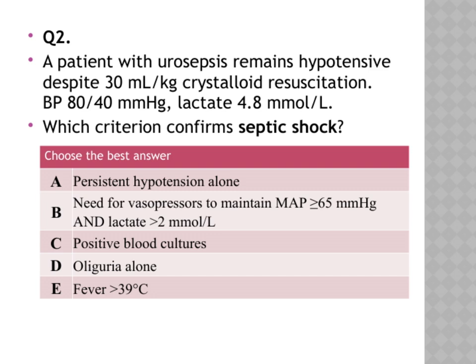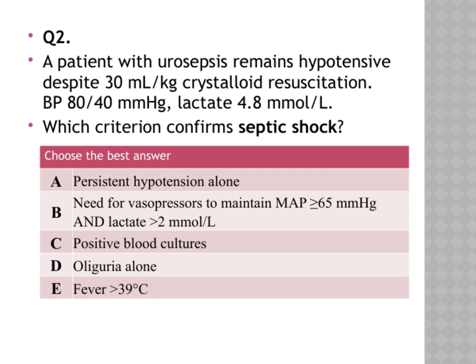Looking at the options, option A, persistent hypotension alone, is not sufficient to confirm septic shock. Hypotension can occur in many situations, but without other signs, it doesn't confirm shock. Option B combines need for vasopressors to maintain a mean arterial pressure of 65 mmHg or higher, along with elevated lactate levels above 2 mmol/L. This combination is key because it indicates that despite fluid resuscitation, the patient remains hypotensive and shows evidence of tissue hypoperfusion, which is characteristic of septic shock.